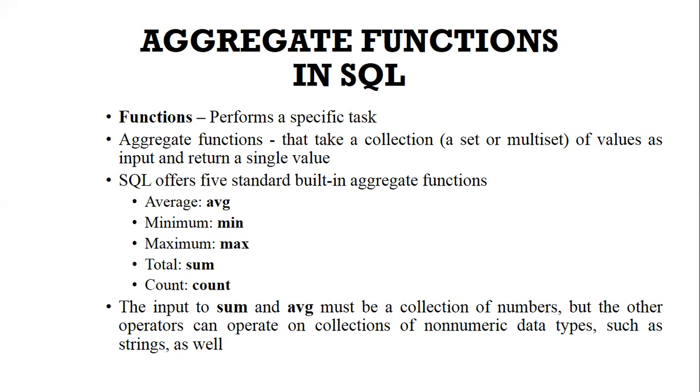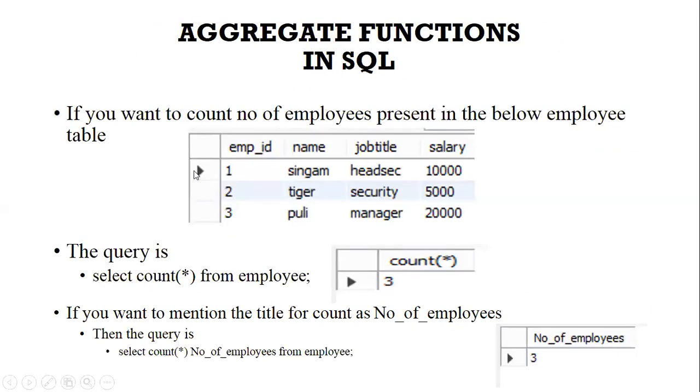The input to sum and average must be a collection of numbers, but the other operators can operate on collections of non-numeric data types, such as strings, as well. If you want to count the number of employees present in the below employee table, here we have a screenshot of my SQL Workbench practice.